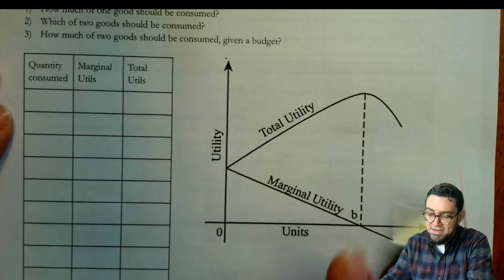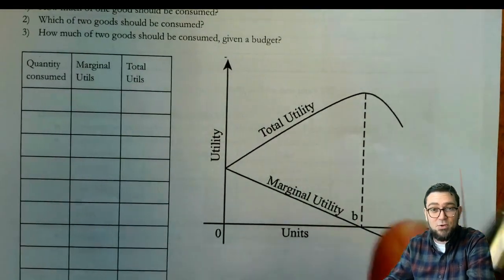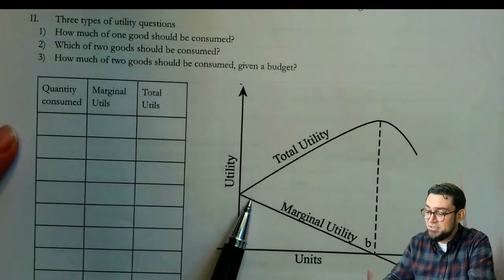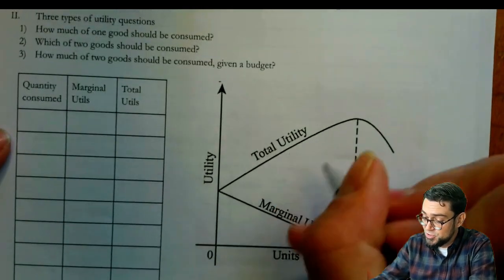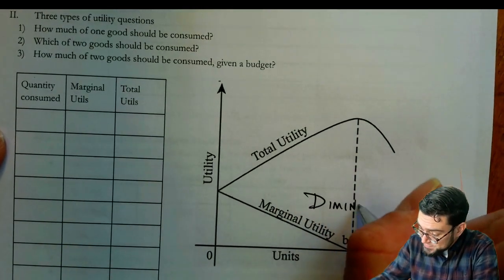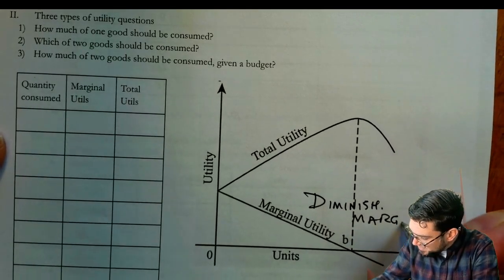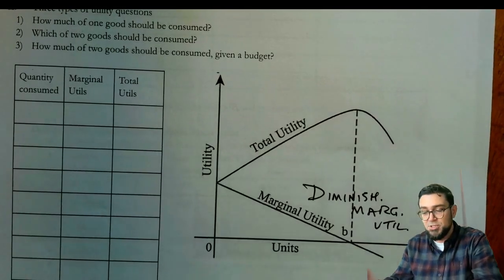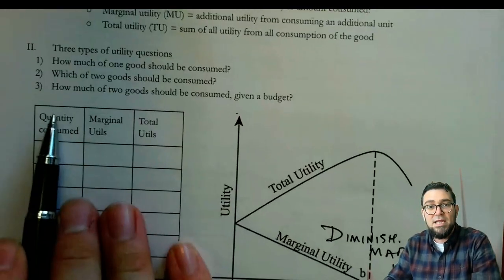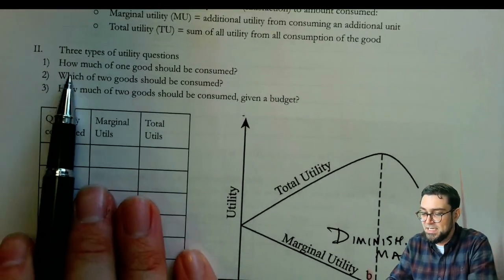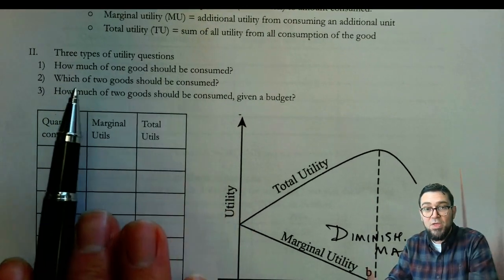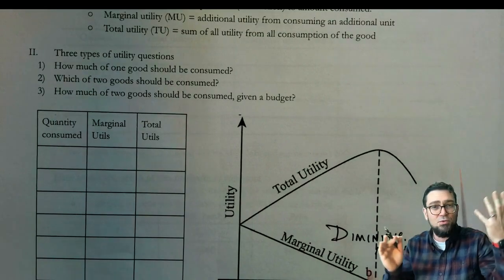So this is a graph that you may see pictures of. It's not too hard to understand what's going on in it. The decreasing marginal utility here refers to what we call diminishing marginal utility. And it is a law just as much as any of the others that we've talked about. Now, three types of utility questions you're going to see in this class. How much should we consume of one good? The second would be, if you have to choose between two, which one should we pick?